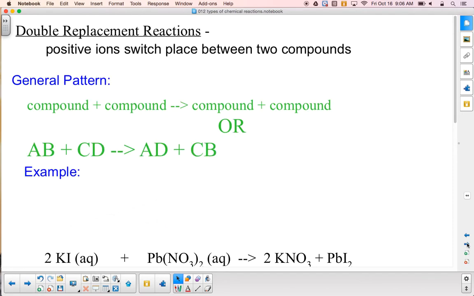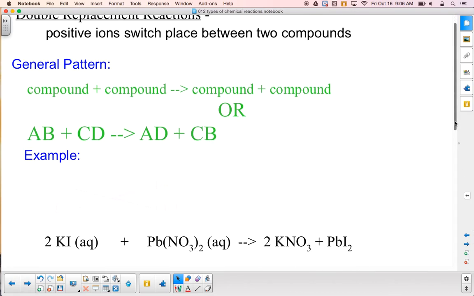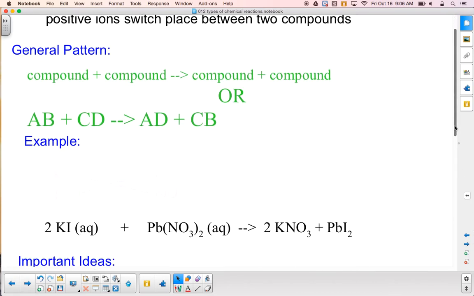The last type of reaction is a double replacement reaction. This is a situation where the positive ions switch places between two compounds. The general pattern here is a compound plus a compound yields a compound plus a compound, or a lot of people write this as AB plus CD yields AD plus CB. An example of this is the reaction of potassium iodide with lead nitrate.